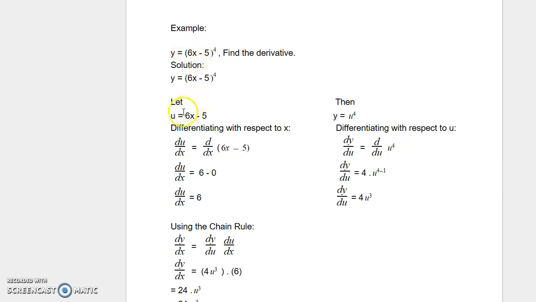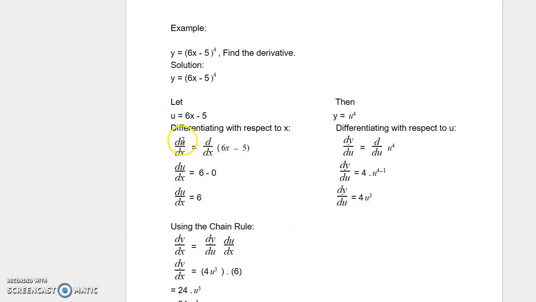If we call the inside function u, the outside function then becomes y equals whatever we call the inside function. So let us call u equal to 6x minus 5. Then the outside function y we can write as u to the power of 4. Now we have two different functions. As you can see, u is a function of x and y is a function of u. We can differentiate them separately and then use the chain rule to arrive at the answer.